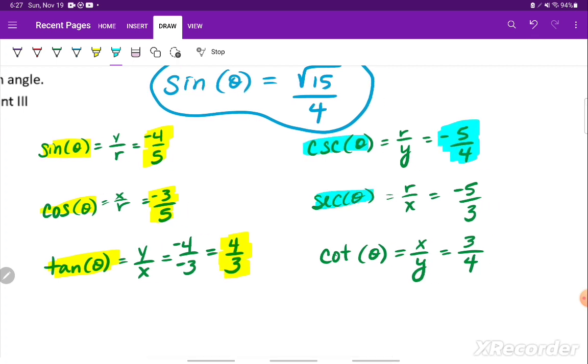This would definitely be my technique for this type of problem, and as many times as I can throughout trig, you'll see me do it. If I can draw a triangle, label the sides, and get my answers from that triangle, I'm going to do it.